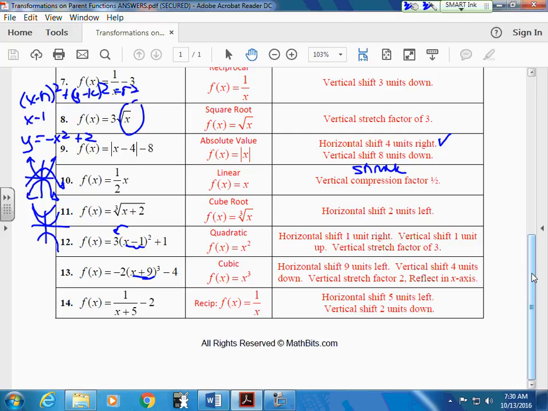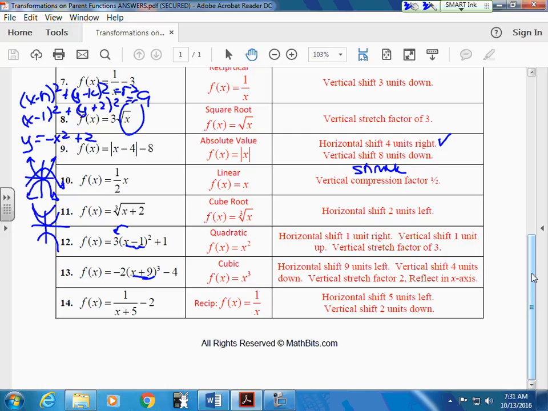So if you did this, and this was your circle, what would your center be? 1, -2. So now do the transformations make sense? Because if it was at 0, 0, now your center is going to be at 1, -2.